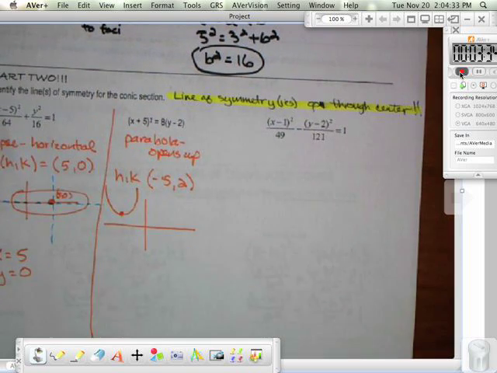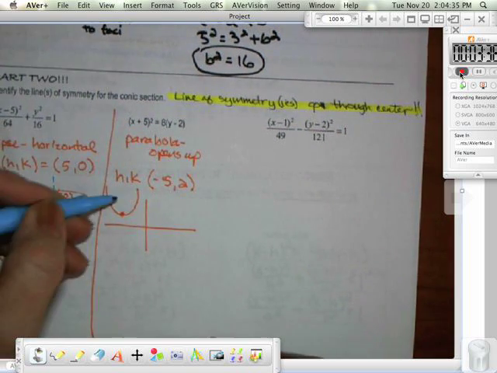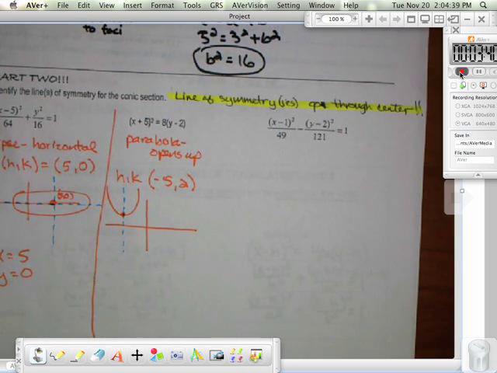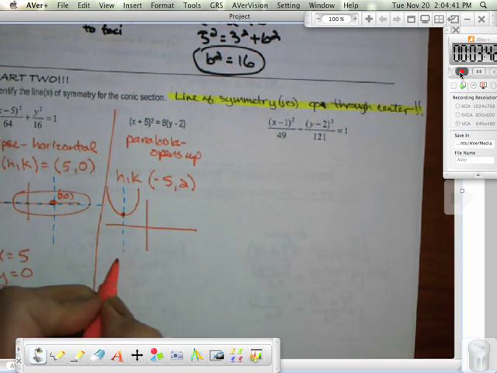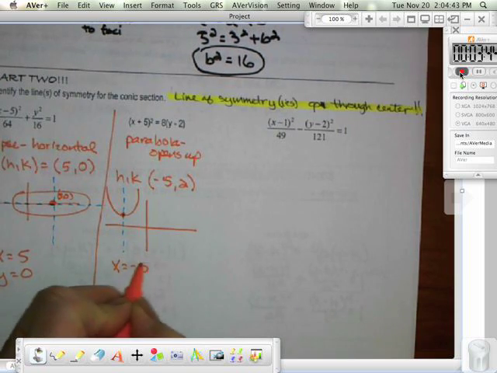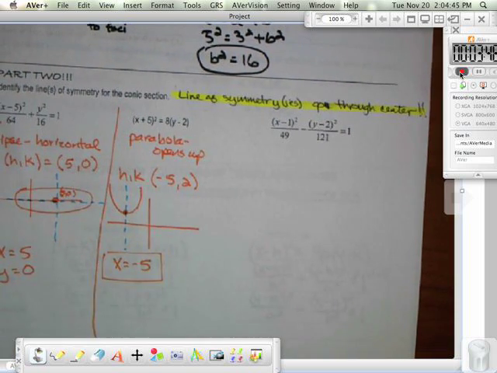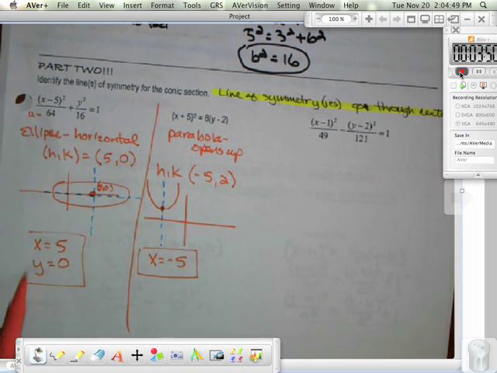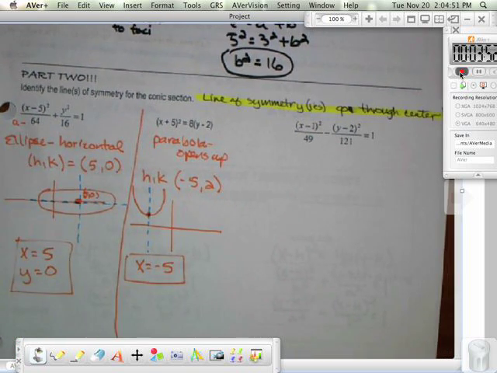Now, remember I said there's really only one line of symmetry in a parabola. There's only one line where you could cut it in half, and it's right there. And the equation of that line is x = -5. So that is the line of symmetry. Let me put a box around here too. Those are the two lines of symmetry for the ellipse.